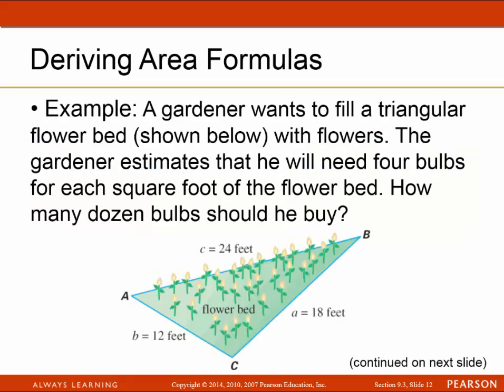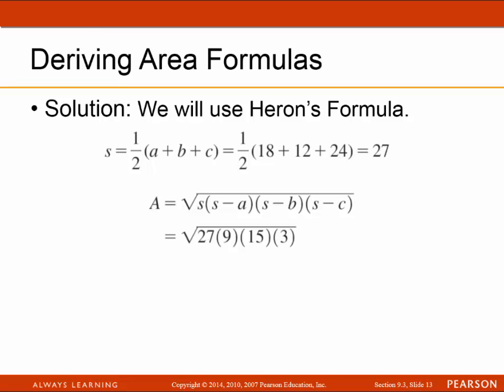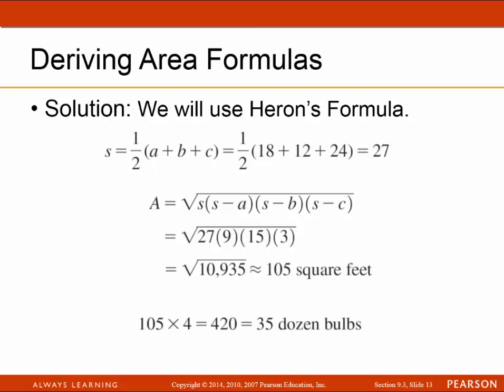So here's an example. A gardener wants to fill a triangular flower bed with flowers. The gardener estimates that he will need 4 bulbs for each square foot of the flower bed. How many dozen bulbs should he buy? Here we have that C is 24 feet, B is 12 feet, and A is 18 feet. Using the formula, we get that S is equal to 27. Then we plug that and the sides into Heron's formula, and we get that the area is the square root of the product of 27, 9, 15, and 3, which is approximately 105 square feet. Then we multiply that by 4, and we get that it's 35 dozen bulbs.